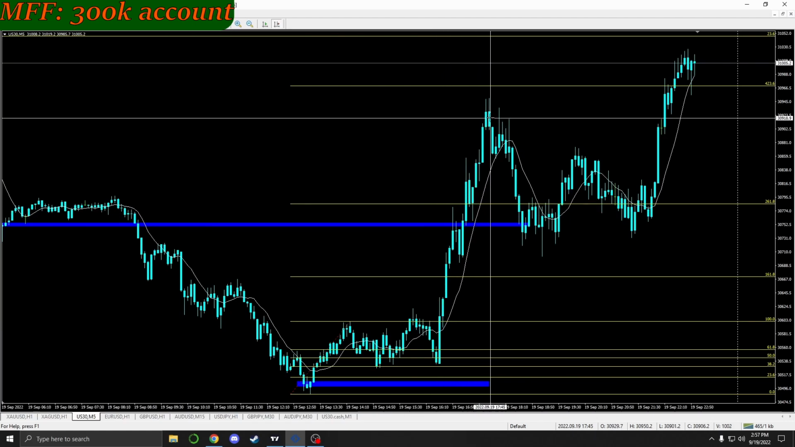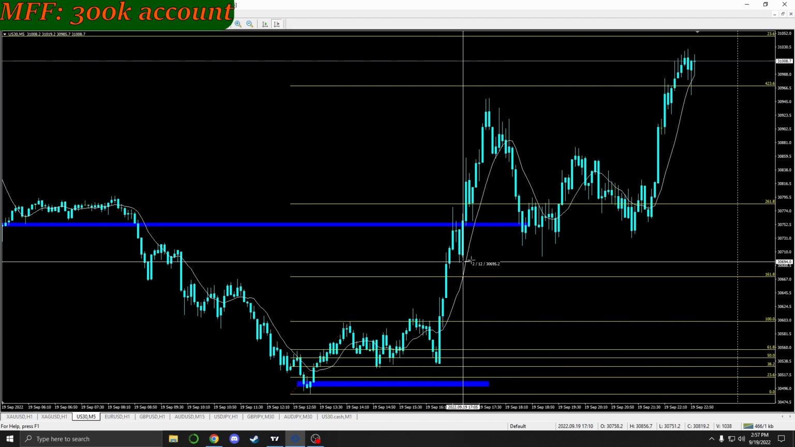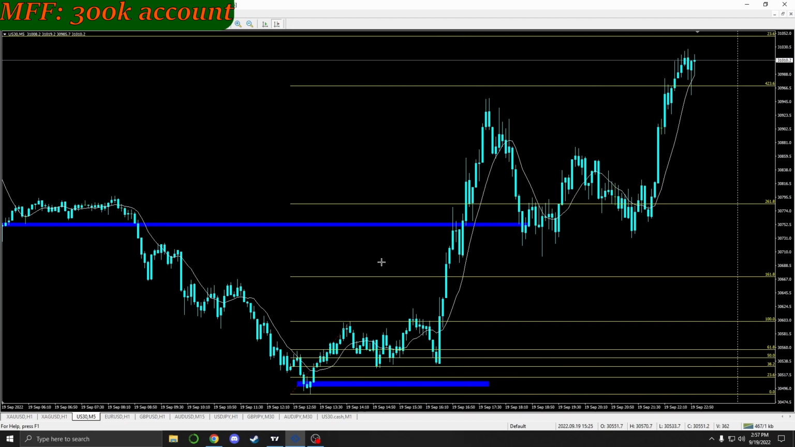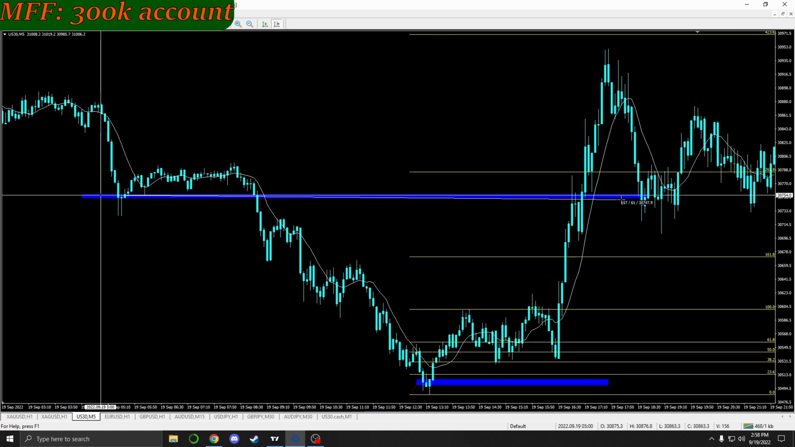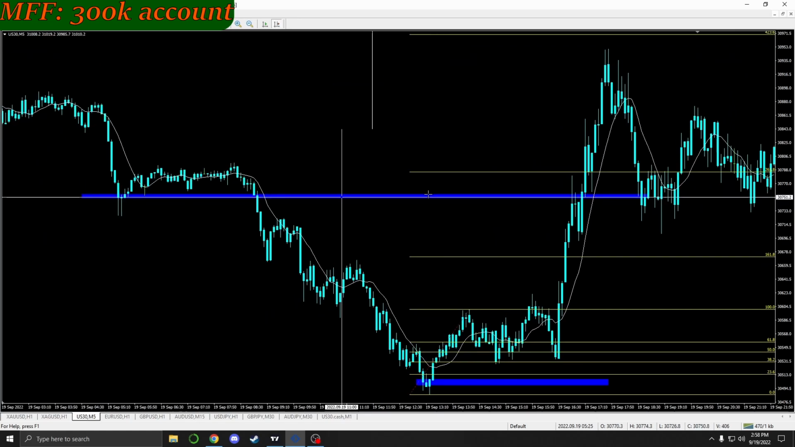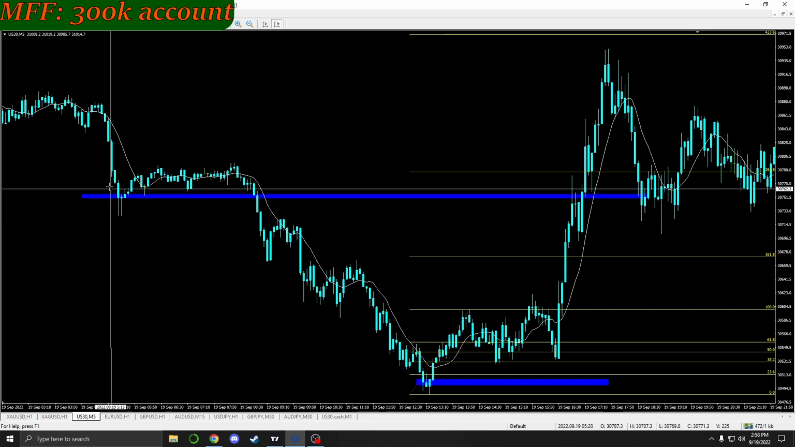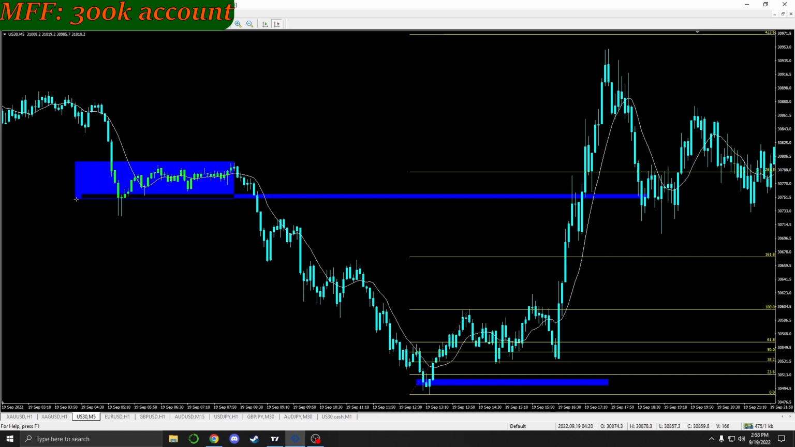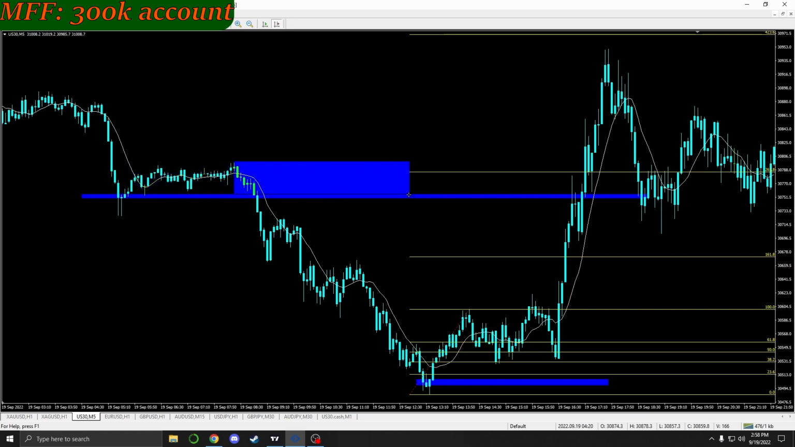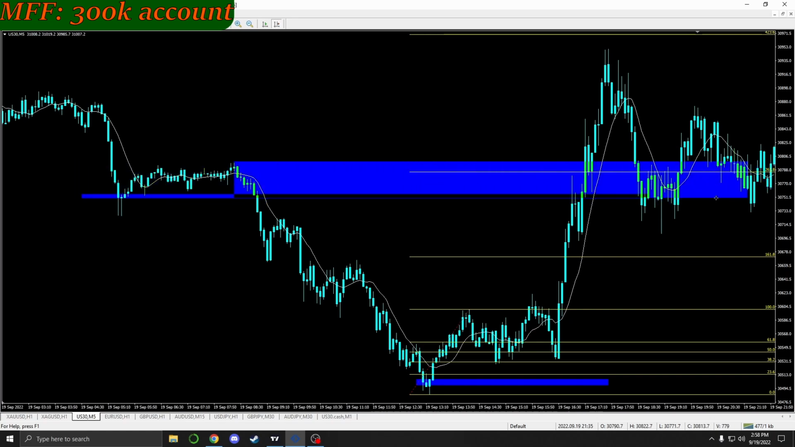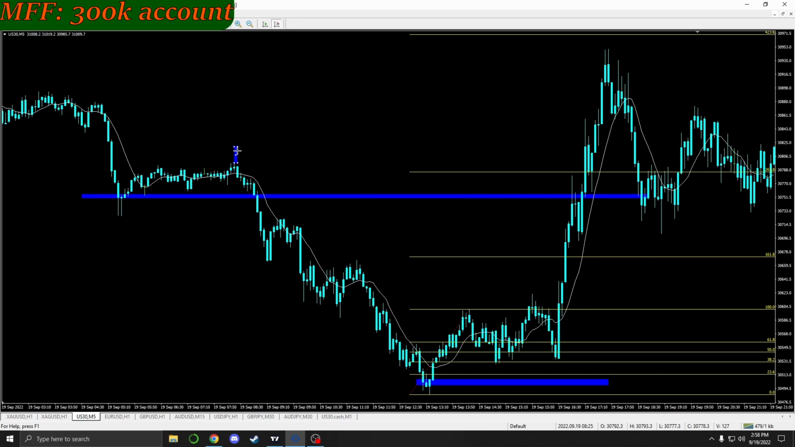It didn't really give you an opportunity to re-enter. I guess you could have re-entered here if you were a brave soul. But with it testing this level right here that I had marked out, and you say, why'd you mark this out? Well, it's the last candle to close that forms a level, so like a range, like right here, you could call it. Something like that. Like a range right there. So it's the bottom of that range.